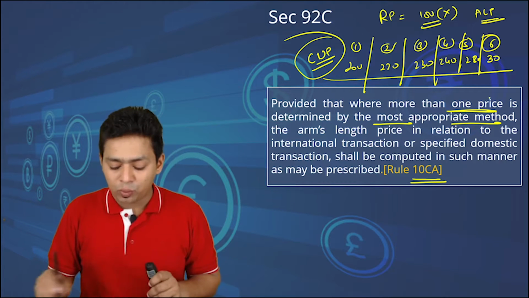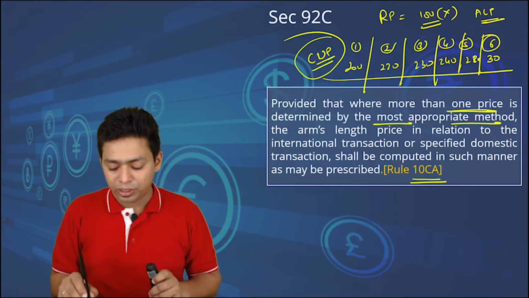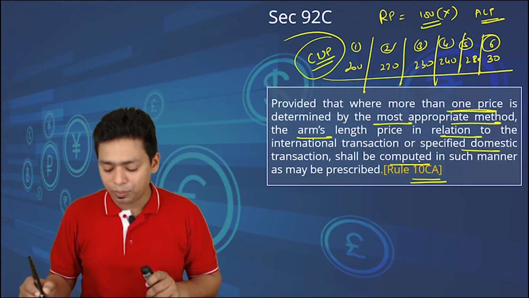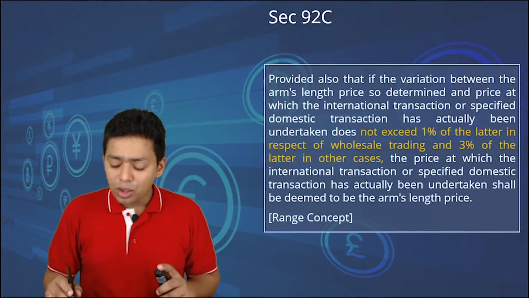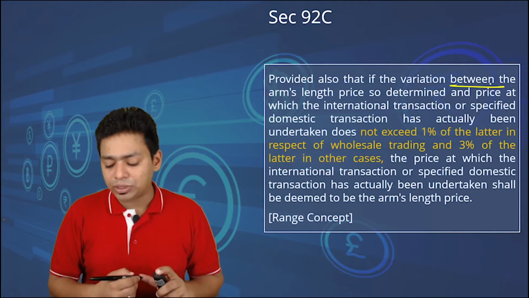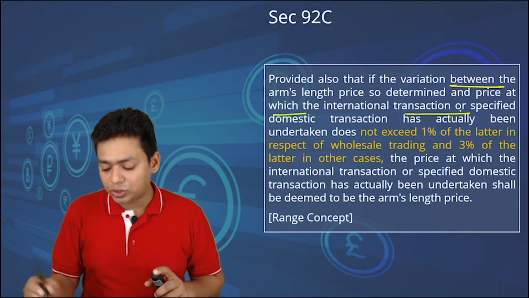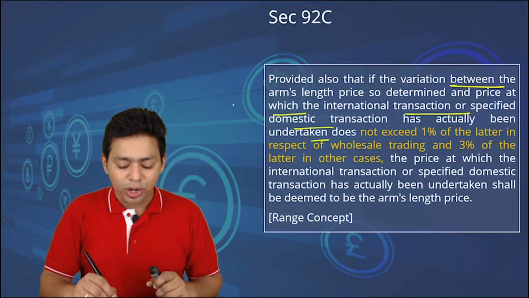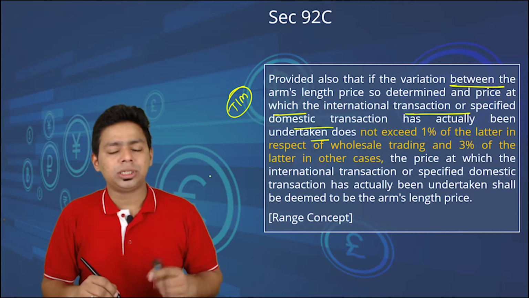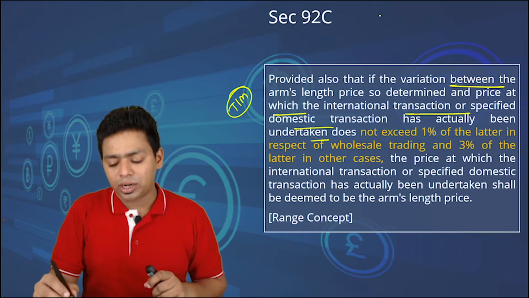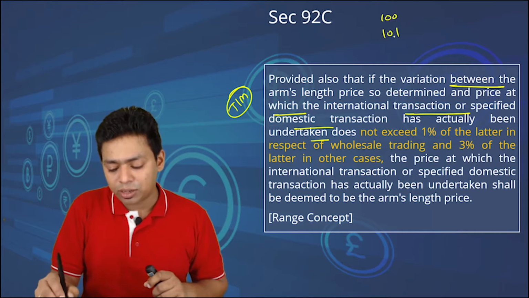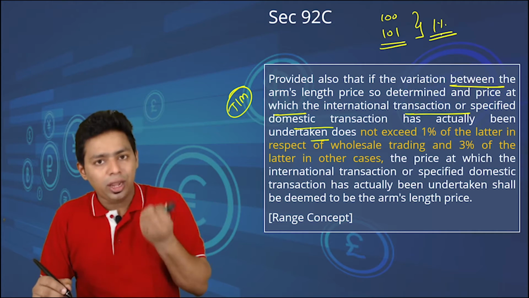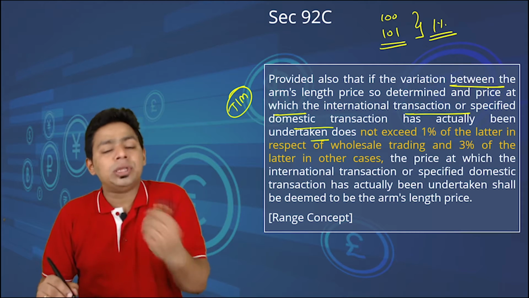So provided that where more than one price is determined by the most appropriate method, the arm's length price in relation to the international transaction or specified domestic transaction shall be computed in a prescribed manner. Provided also that if there is a variation between the arm's length price so determined and the price at which the international transaction or specified transaction has actually been undertaken, please understand, this is called a tolerable margin. Tolerable margin means the Government of India says, okay, you have done the transaction at 100 rupees and the arm's length price comes to 101. So the difference is only 1%, or 102 is 2%, or 103 is 3%.